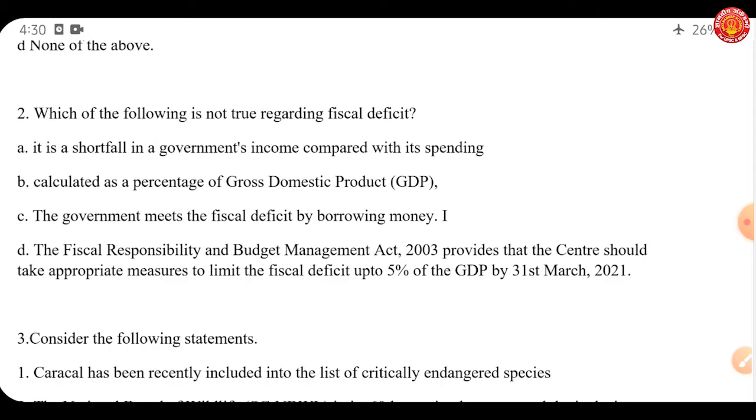So all answers seem similar. Yes, the answer for 2 is D, because the Fiscal Responsibility and Budget Management Act 2003 provides that the center should take appropriate measures to limit the fiscal deficit up to 3% of the GDP by 31st March 2021. So the answer here is D. Let's move on to the analysis.